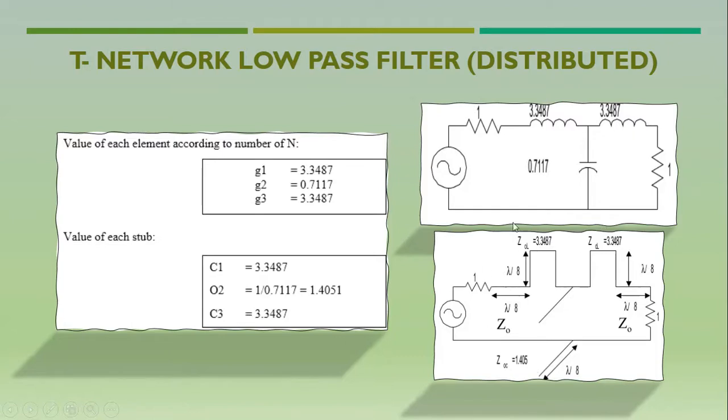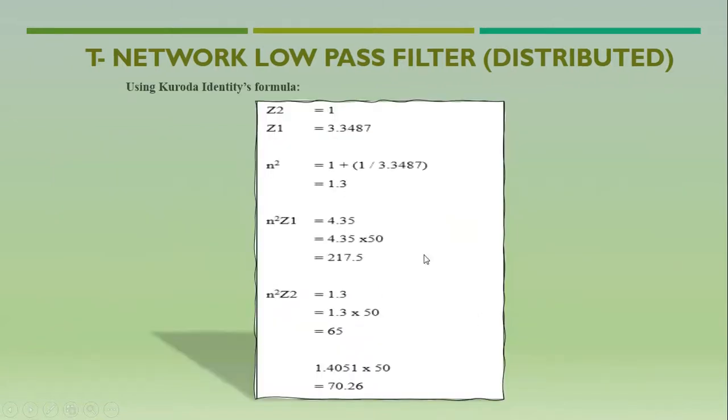Then we convert the circuit using the Richards transformation. So the inductor will be a closed circuit and the capacitor will be an open circuit like this. So this is the circuit that we have to implement. Next, we use the Kuroda identity formula to get the value for each stub.